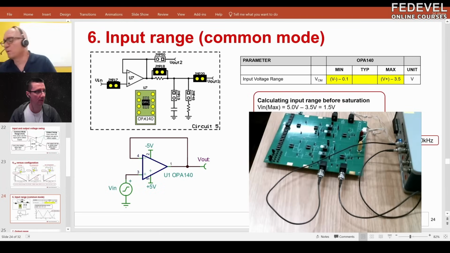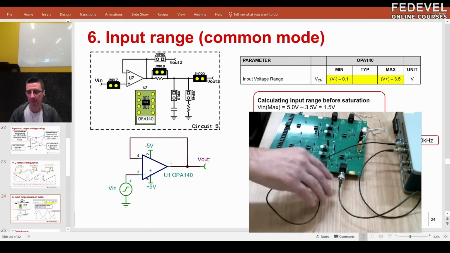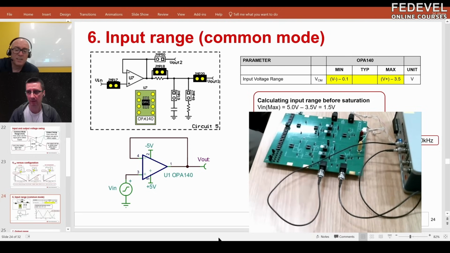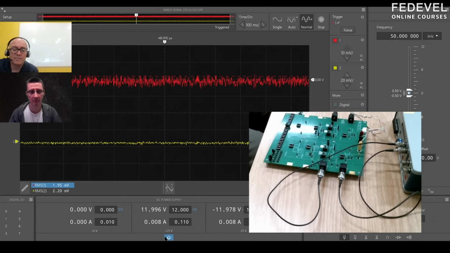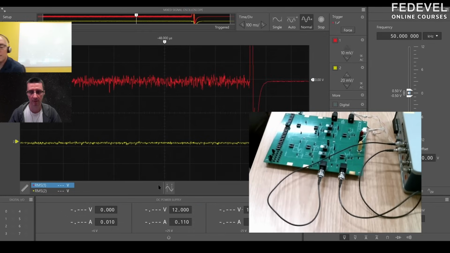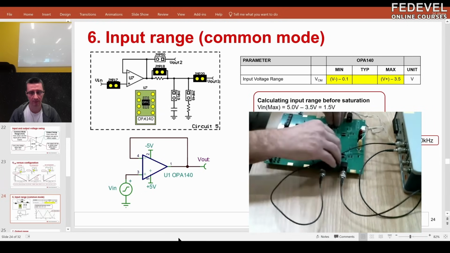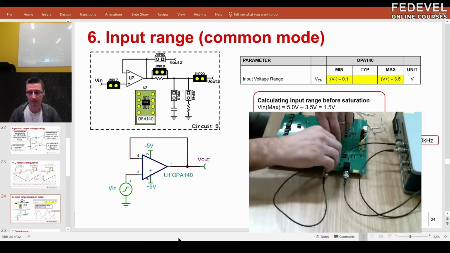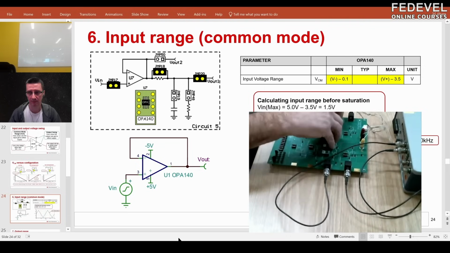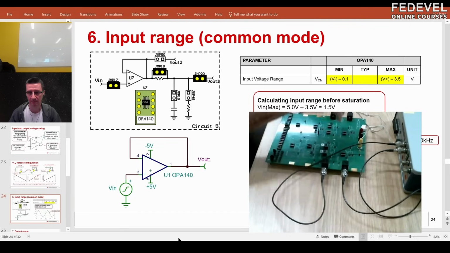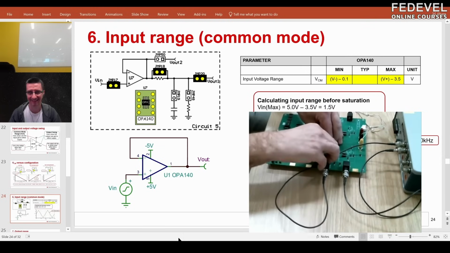So let's get the OPA140 going. I'm going to turn off the virtual bench and remove these circuits. And this is circuit number 5.